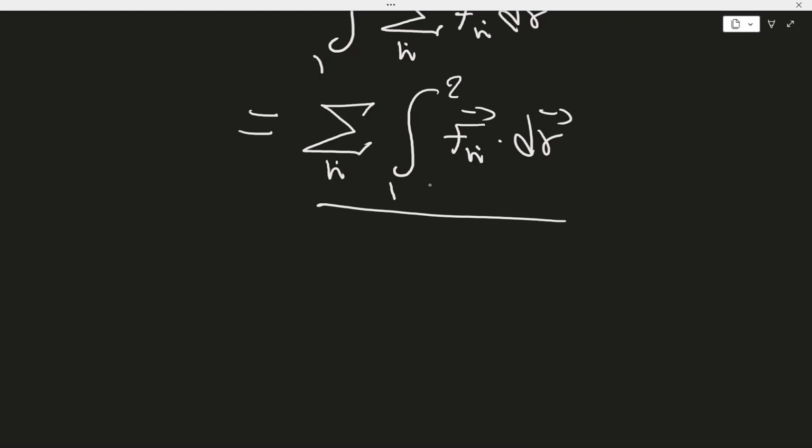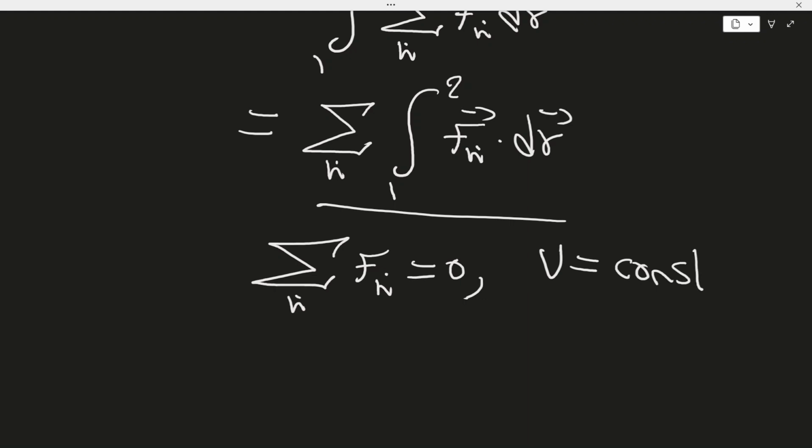The second important point is that if the net force is equal to 0, then the change in kinetic energy is zero, the kinetic energy is constant. That is also because v is constant. That's another important point to know. If the net force is 0, then the kinetic energy is constant. Therefore, there will be no change in kinetic energy.